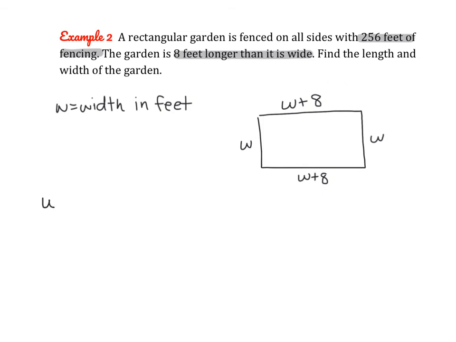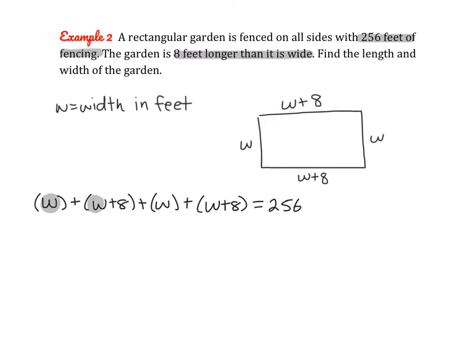We can do W plus W plus 8 plus W plus W plus 8, that's all 4 sides, equals 256. So here we can combine like terms. We can combine the W's and the 8's. So that leaves us with 4W plus 16 equals 256.